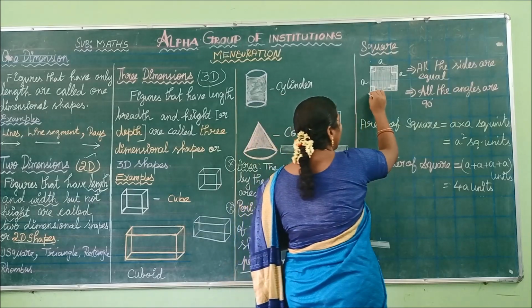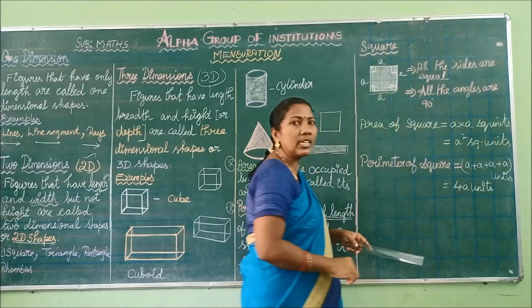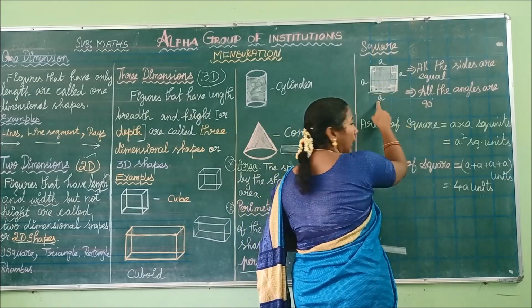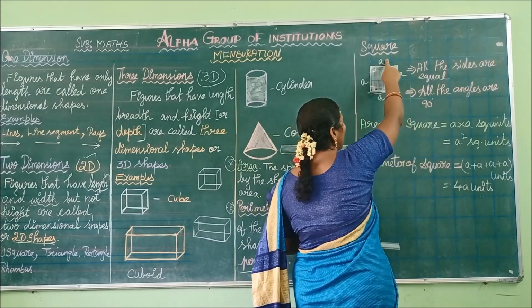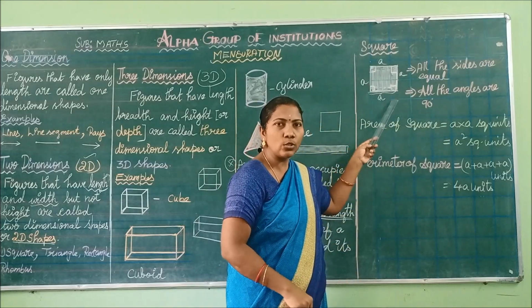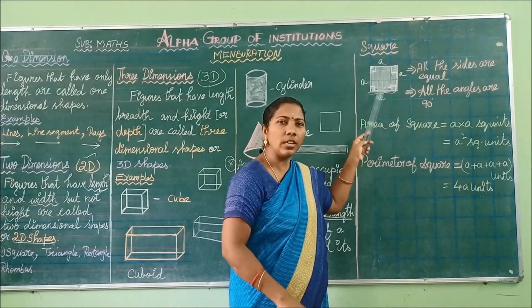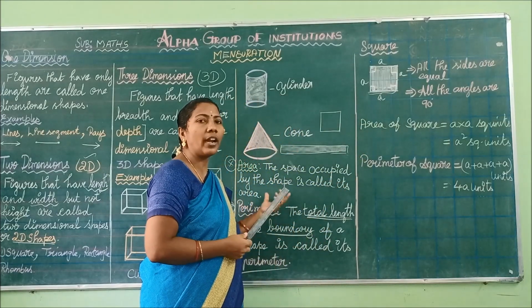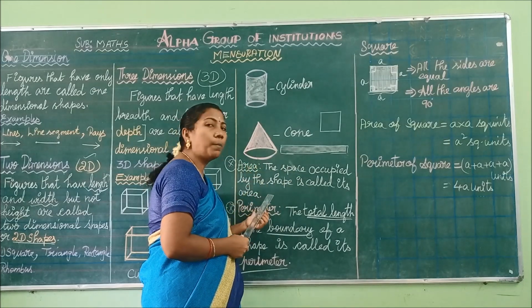So all the sides are equal, which means we take all the sides as one variable. Usually we take the letter small a to represent the side of the square. So what is the measurement of this square? a units, a units, a units, a units. Why are we writing a units on all the sides? Because in a square all the sides are equal. Do you understand? Okay.